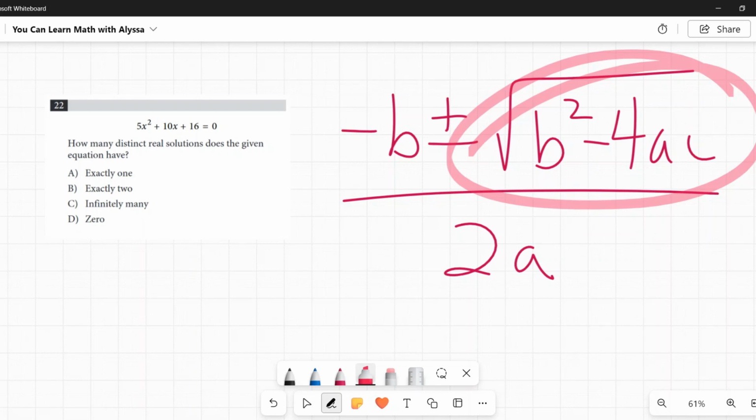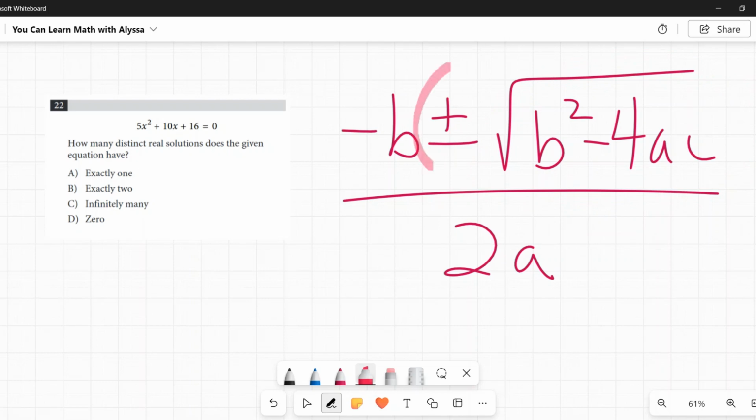If this under here is 0, then we have one solution, because this plus or minus is how you get the two solutions. Say if I do this math and I get 2, then this would be negative b plus 2 divided by 2a and negative b minus 2 divided by 2a. Two different answers. But if I get 0, negative b plus 0, negative b minus 0, same difference, one solution. So this little bit under the square root is the discriminant. That's the name of it.